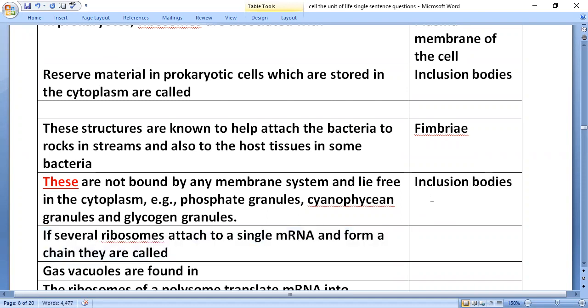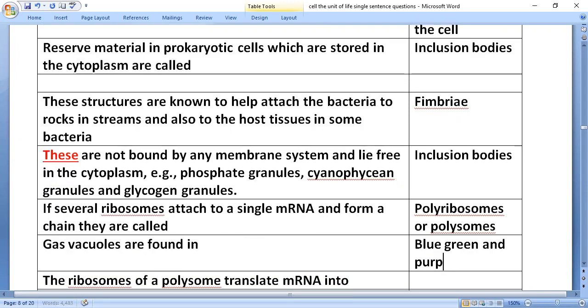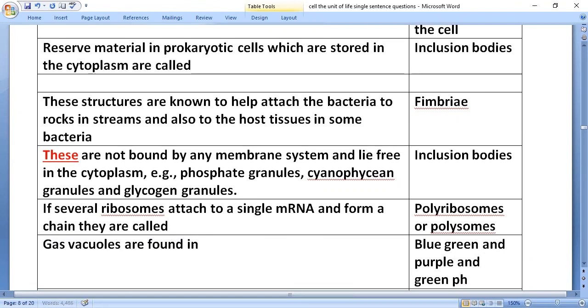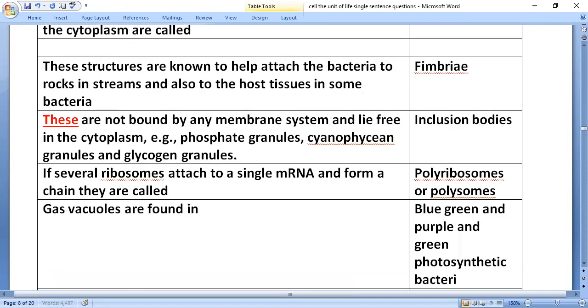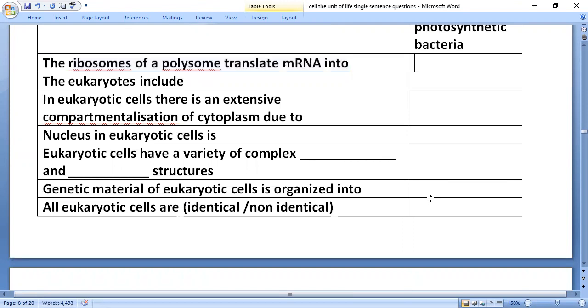If several ribosomes attach to a single mRNA and form a chain, they are called polyribosomes or polysomes. The ribosomes of a polysome translate mRNA into protein. Gas vacuoles are found in blue-green and purple and green photosynthetic bacteria.